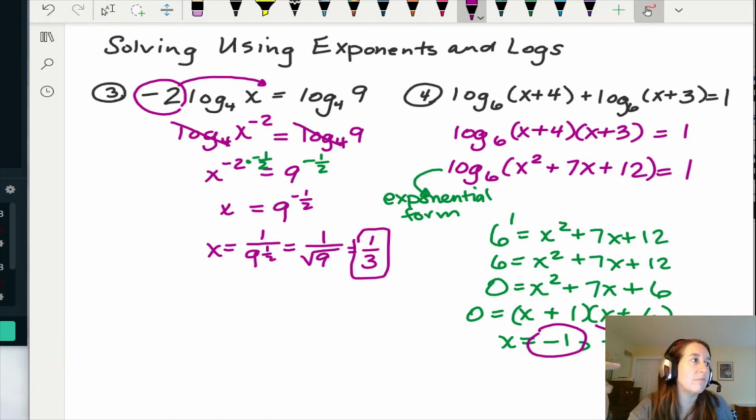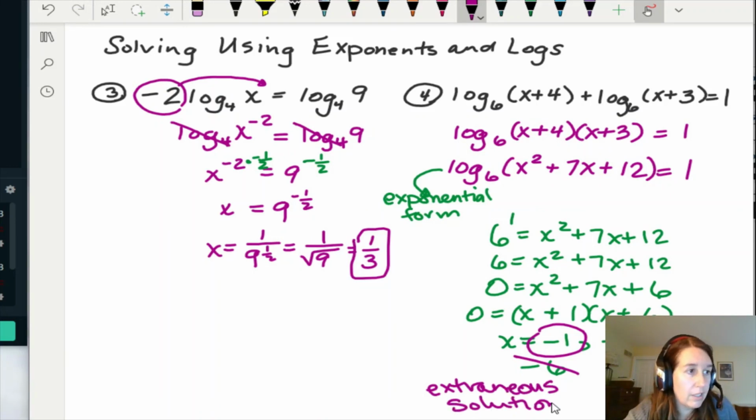Oh, I'm writing behind myself. I'm sorry. All right, so let me just fix that a little bit. Sorry about that. So we obviously know the second answer is -6, right? But it does not work in the argument of the problem. So this is called an extraneous solution. You always do have to check for that.